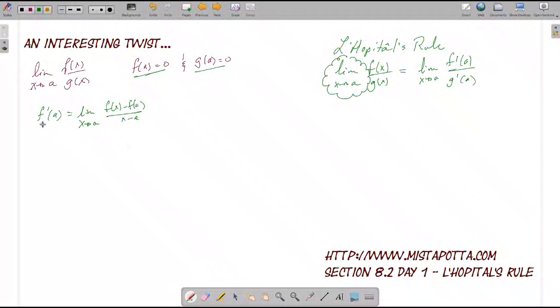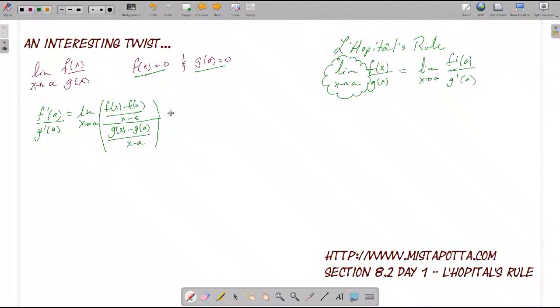So if I want to look for the expression f prime of a over g prime of a, that should be this ratio divided by g of x minus g of a over x minus a, the limit of this whole complex fraction. And so what I want to do is simplify this fraction, and I want to simplify in a couple of ways.